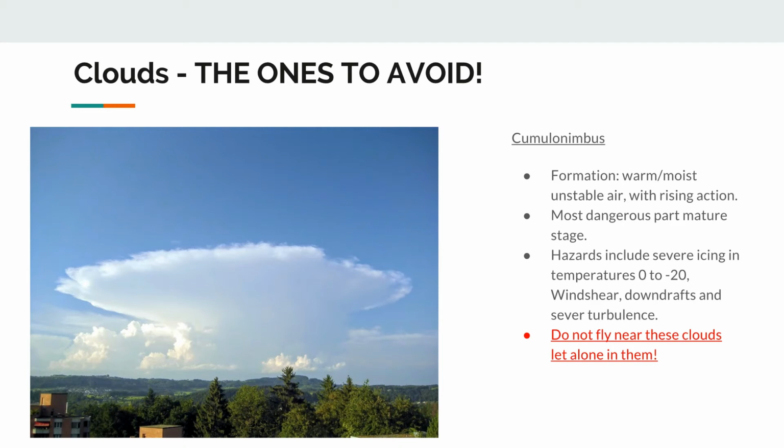Downdrafts from this rising and sinking motion, severe turbulence, and you're going to get lots of rain and hail potentially, and really heavy, nasty downpours. They are quite nasty clouds, and even for airliners they cause quite big delays and problems. So you do really need to be careful of these big, nasty clouds. Don't fly near them, and certainly don't go in them. But just to recap, the most dangerous part is the mature stage, and severe icing you can expect from 0 to minus 20, and wind shear, downdrafts and severe turbulence are the main points that can cause problems.